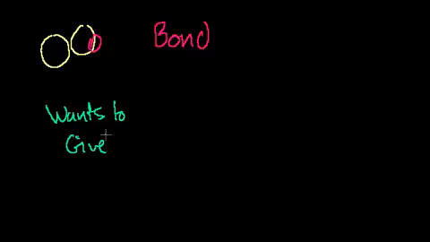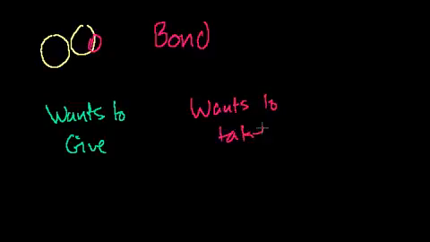Atoms bond, or they stick together. And the purpose of this video is to think about the different types of ways that an atom can stick to another atom. So the first and, I think of it as, the most powerful way, is if you take an atom that really wants to give an electron, and then you have another atom that really wants to take an electron.